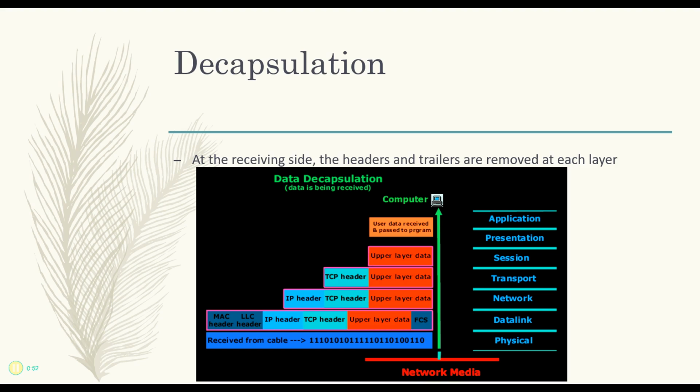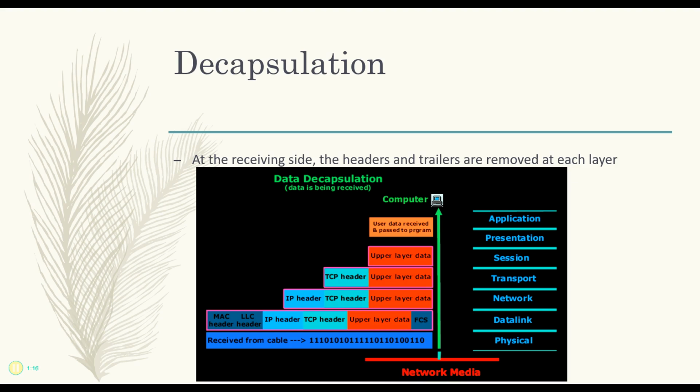We also have decapsulation, which occurs on the receiving side. So as data is received at the lower layers, those headers and trailers are stripped off one at a time until that data finally is passed to the final program that generated, or the opposite, corresponding program that generated it in the first place.